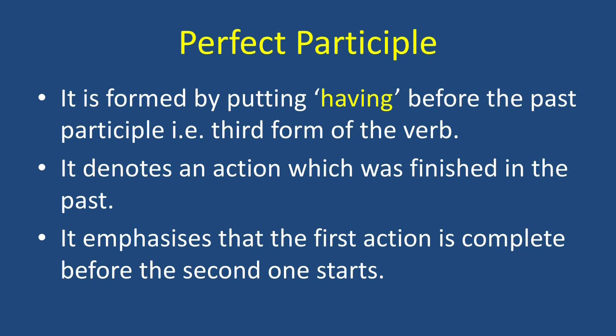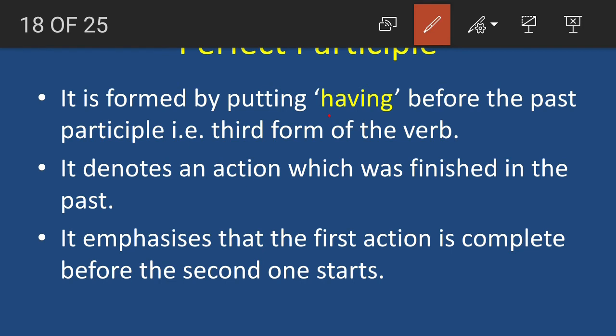let's move ahead. The third, that is perfect participle. Now, how is perfect participle formed? It is formed by putting having before the past participle. So, having plus V3, then it becomes perfect participle. Okay. It denotes an action which was finished in the past. So, what does perfect participle denote? It denotes an action which was finished in the past. So, it tells us about the past action. It gives more emphasis that the first action is complete before the second action starts. So, here there are two actions and the first action is complete before the second action starts.